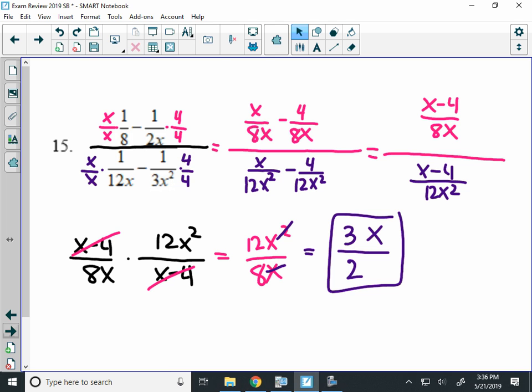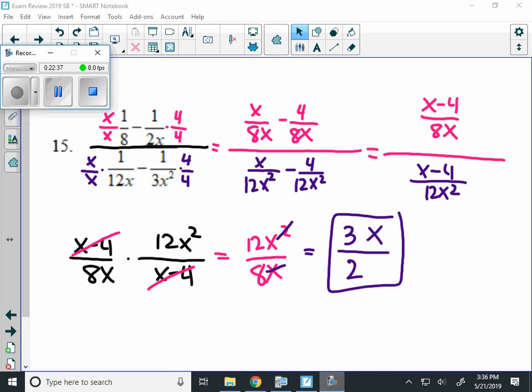So that's the alternate way to do questions 14 and 15. If you have other questions, ask your teacher, check the key, look back at your old tests or quizzes.